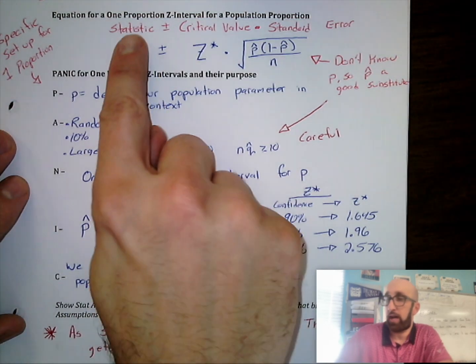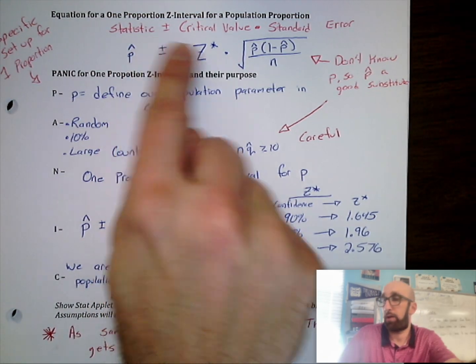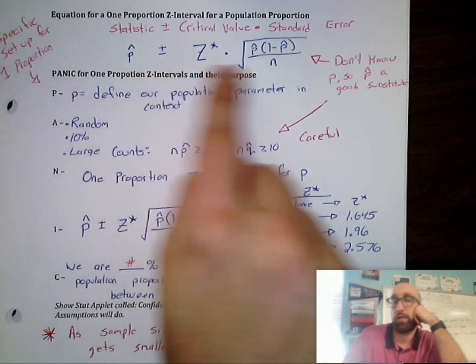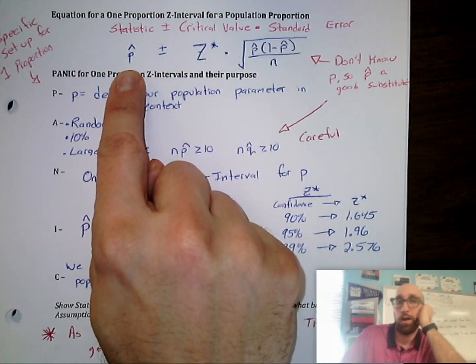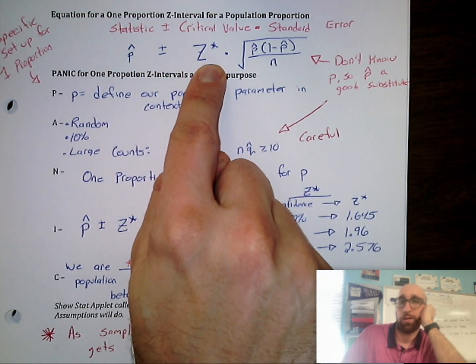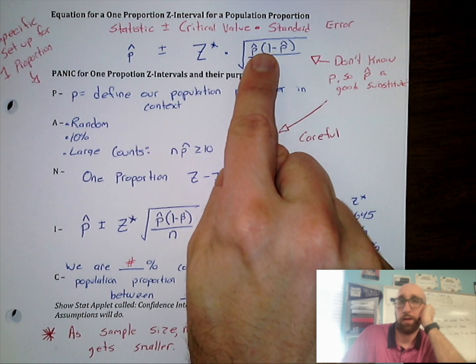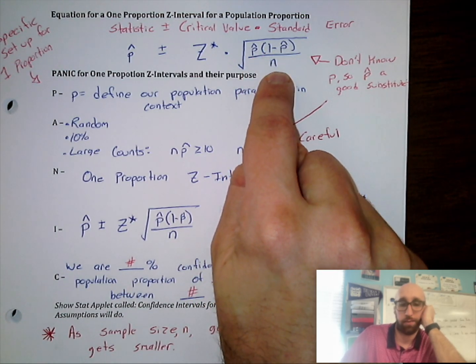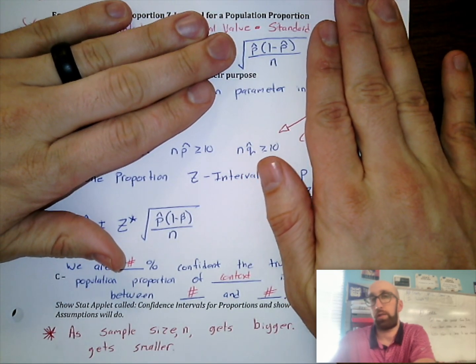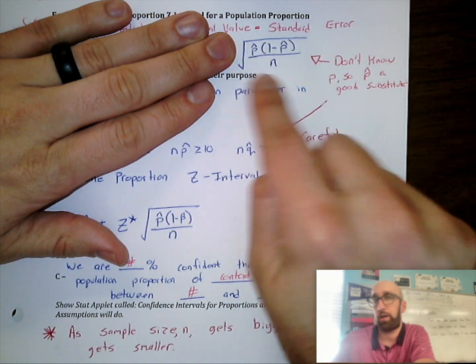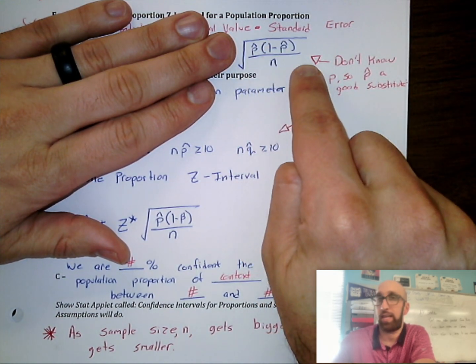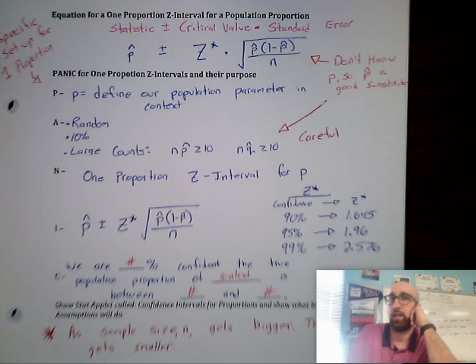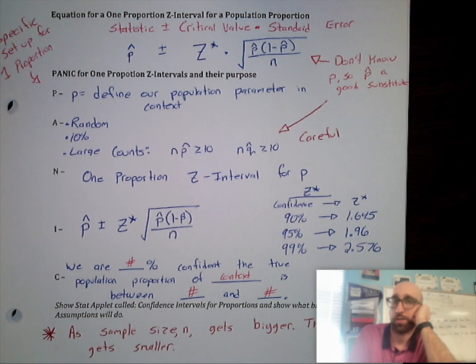So again, we're going to have our statistic plus or minus the critical value times the standard error. This is my formula here: p hat plus or minus z star, and we're going to multiply p hat times 1 minus p hat, divided by n. From our sampling distribution stuff, this should look eerily familiar because it is, and you can see a little bit of the loose connection to sampling distributions.